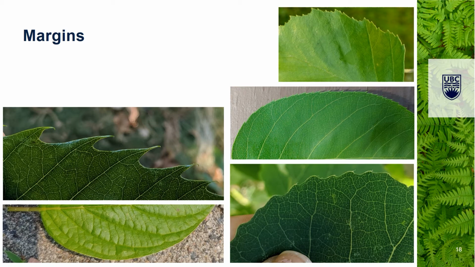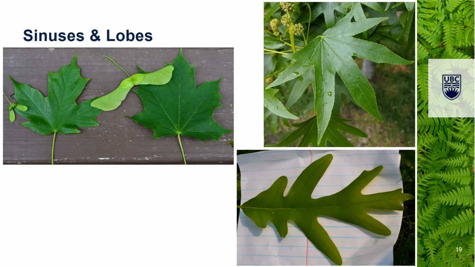And finally, on the bottom, we have a leaf with an undulate or wavy margin. Lobes and sinuses are an important feature to mention when you're describing a leaf. A lobe is the leaf tissue, and the sinus is the space between lobes.